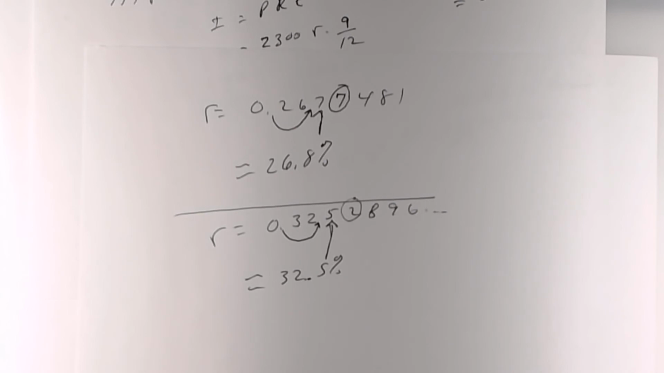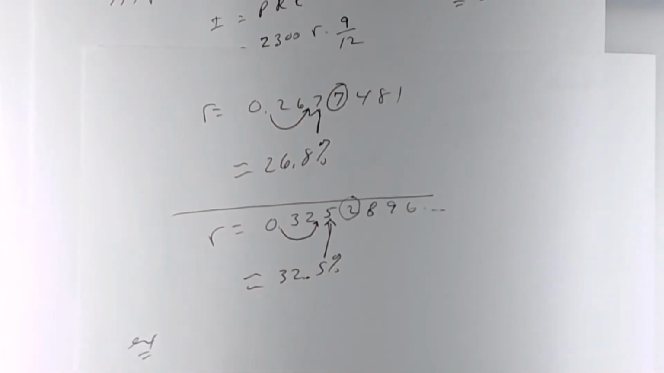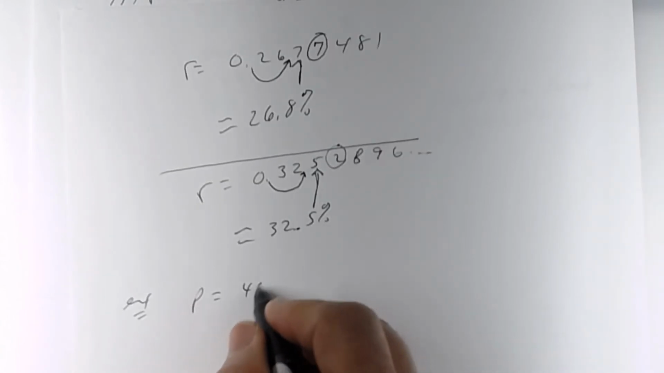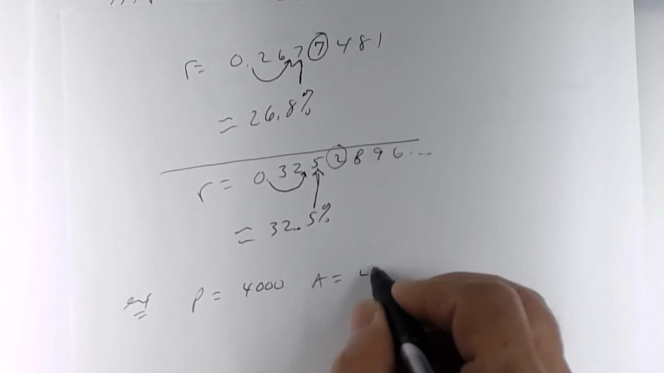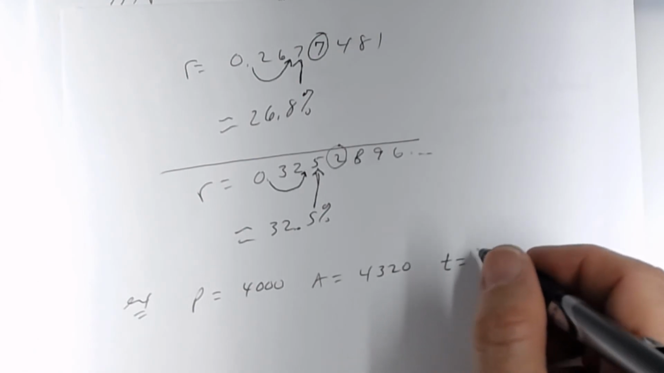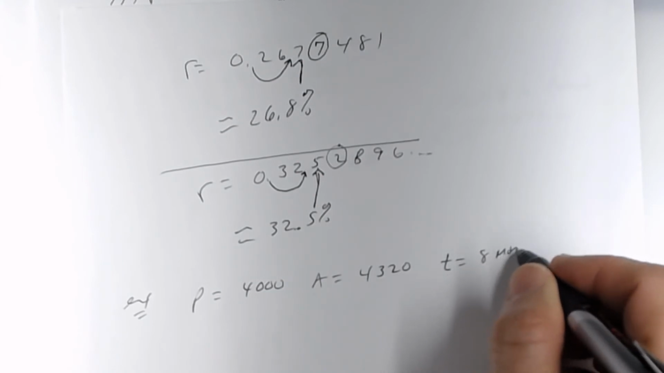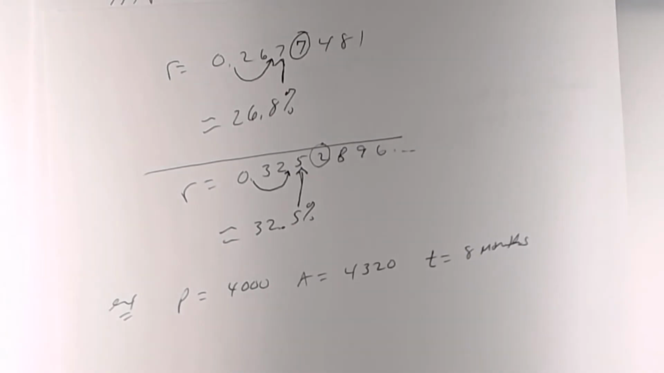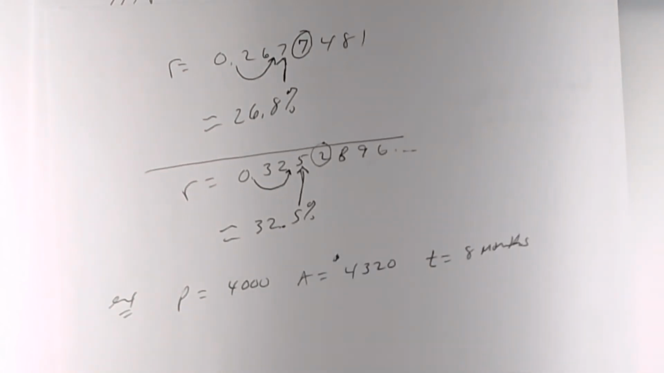Suppose, I'm making this up. So suppose, write this example. Suppose that the principal is 4,000. The future value, let's say, is 4,320. And the time is, let's say, 8 months. All right, so 4,000 is your principal, $4,320 is the future value, and the time is 8 months. All right, so go ahead and do the best you can with finding the interest rate.